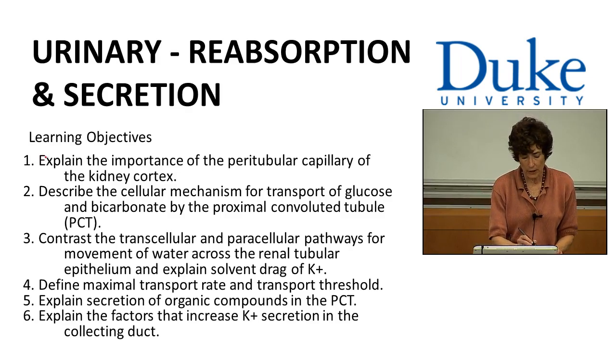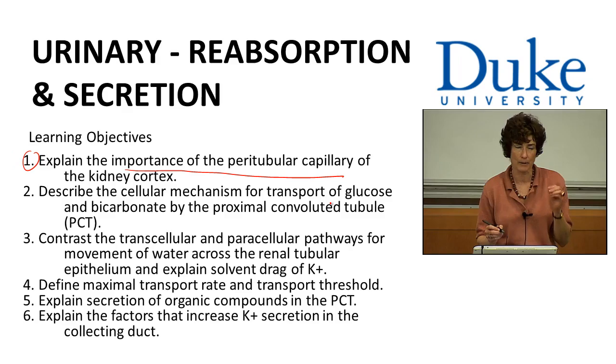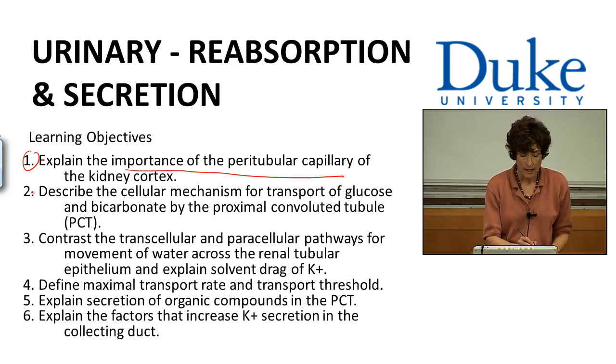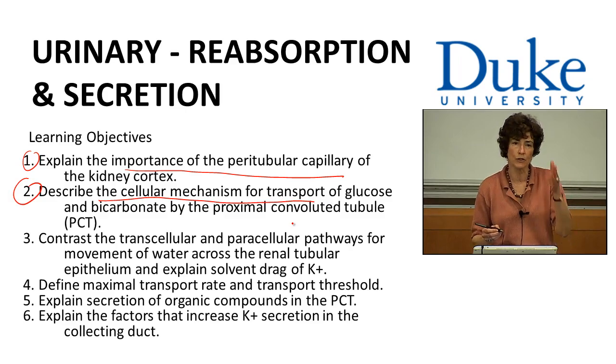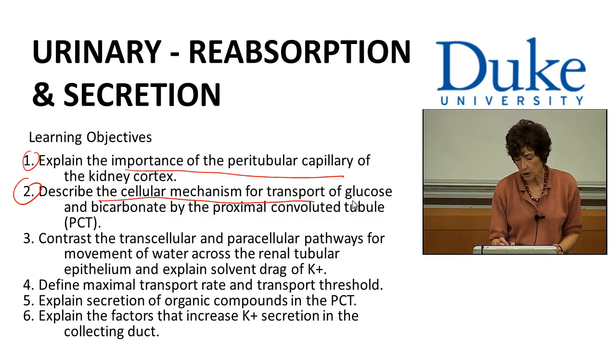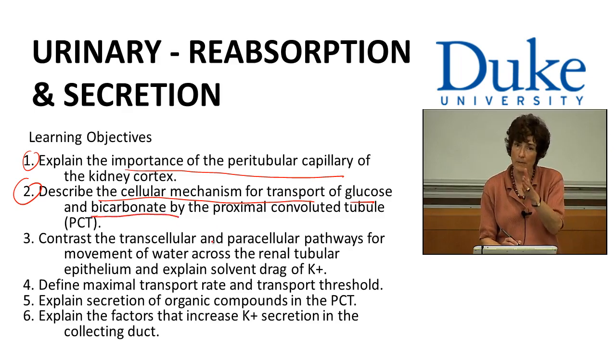So the specific learning objectives are, first, that we're going to explain the importance of the peritubular capillary in the kidney cortex. And secondly, we want to describe the cellular mechanisms for transport of materials from the interior of the tubule, that is within the lumen, across the cells and into the blood. We're going to use the glucose transport as our example. And then very briefly, we'll talk about moving bicarbonate across this system.